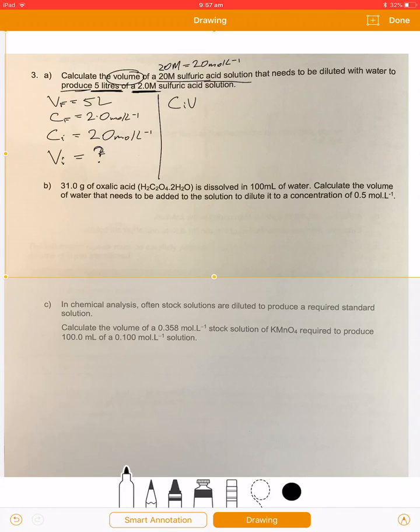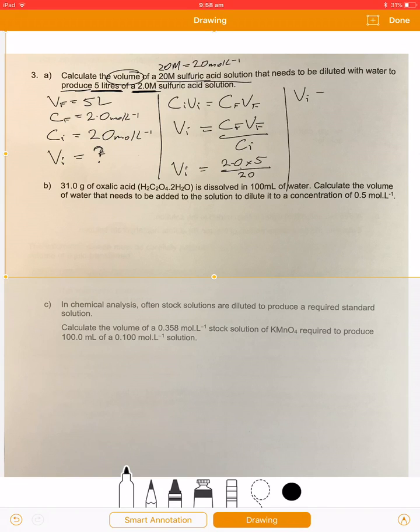So if we know that CI VI equals CF VF, you can choose when you want to rearrange it. If you want to rearrange it first, divide both sides by CI. That means that CF VF divided by CI equals our VI. Therefore VI equals final concentration, which is 2.0, times final volume, which is 5, divided by initial concentration, which was 20.